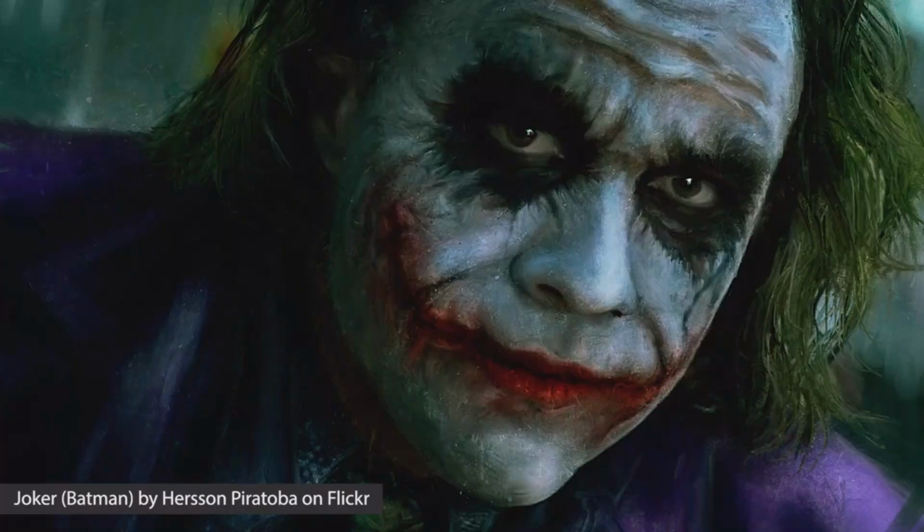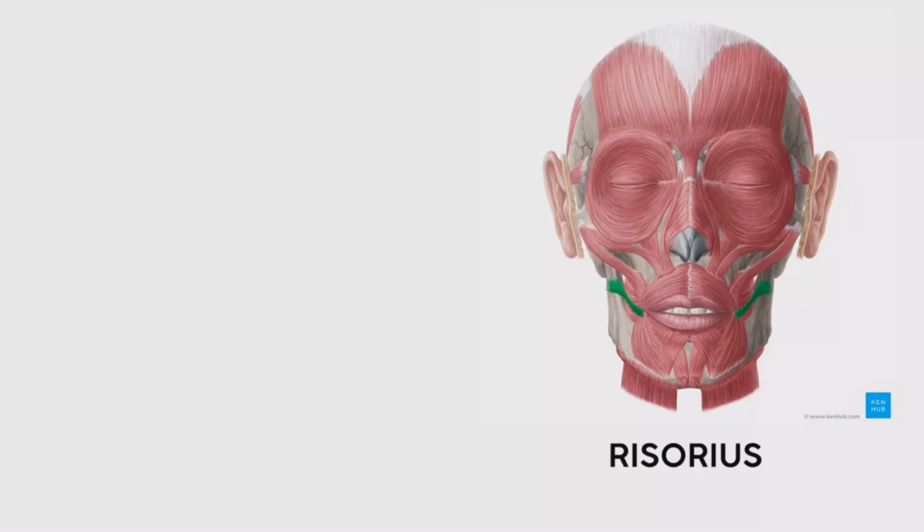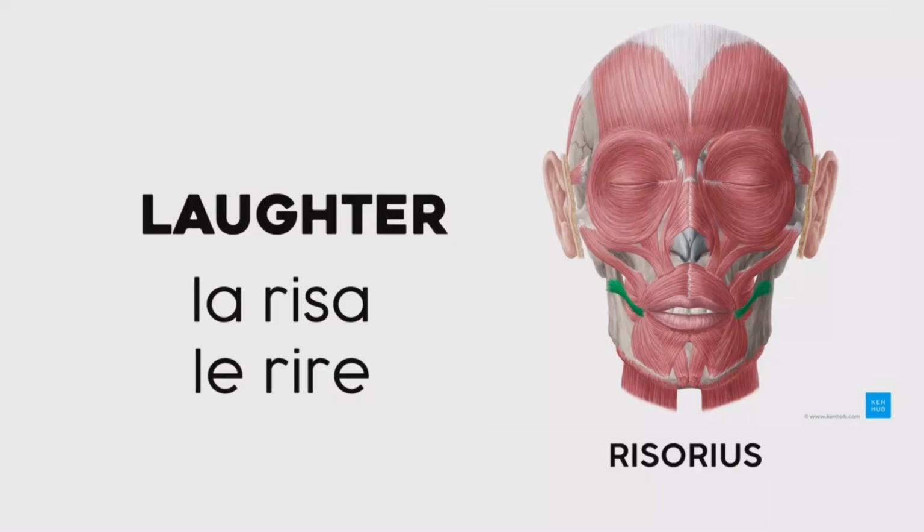And the only way that I remember this one is because it looks like the Joker's scars from The Dark Knight. And laughter in Spanish and French both start with RI, just like risorius. So this is the Joker muscle to me. Also, I think Dark Knight came out in like 2008, so if you're too young to get that reference, finish this video and then go watch that movie.